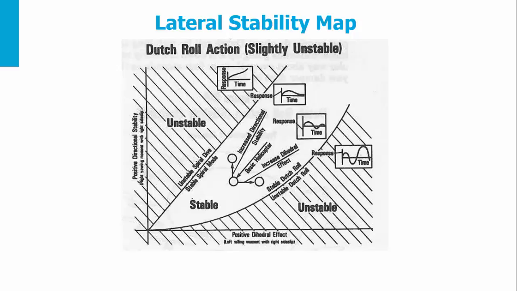For example, our helicopter has the Dutch roll. In a basic helicopter, it was stable. You see that if you increase the directional stability, you move in this map to a spiral dive, and if you increase the dihedral effect, you move to a stable Dutch roll. Therefore, one needs to be attentive to know where one is in this region.